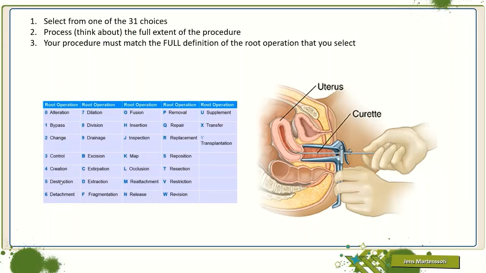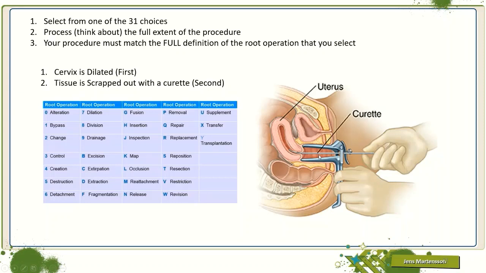We have to select one of the 31 choices, just one, because this is one procedure. So we have to think about the full extent of the procedure. First, the cervix is dilated. Second, the tissue is scraped out with a curette. Of these two procedures, which is the most definitive? As you see on the right, the doctor used a speculum to dilate the cervix, then used a saucer-like tool to remove the tissue from the cervix.